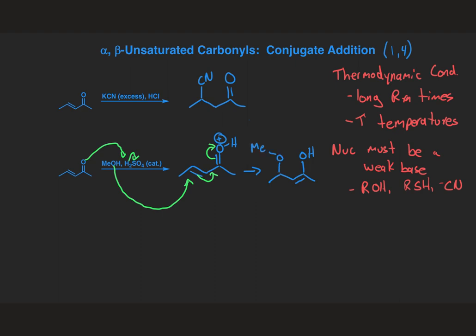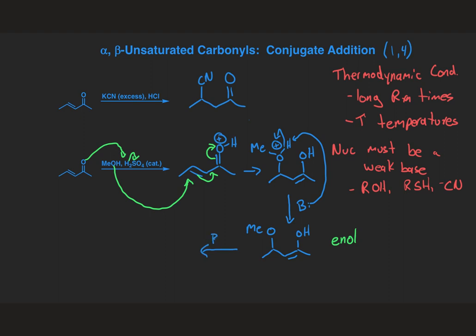to form this intermediate. Then some base is going to come in and deprotonate to give this. And this structure we have seen before in the hydration of alkynes, but this structure here is called an enol. And enols tautomerize under acidic conditions.